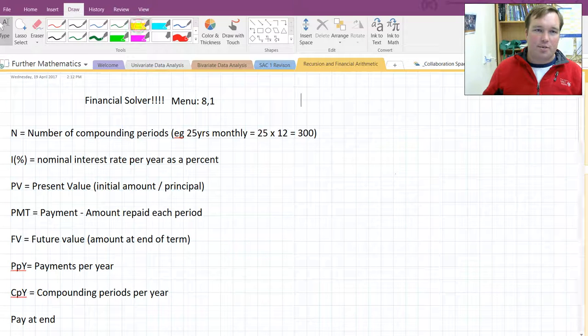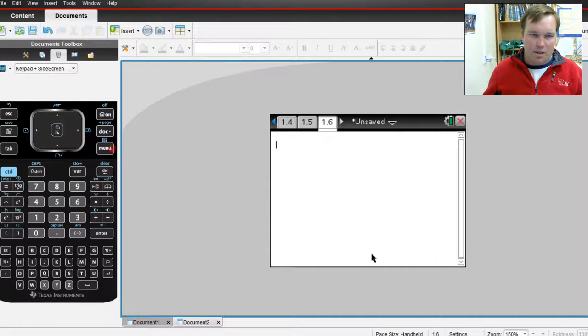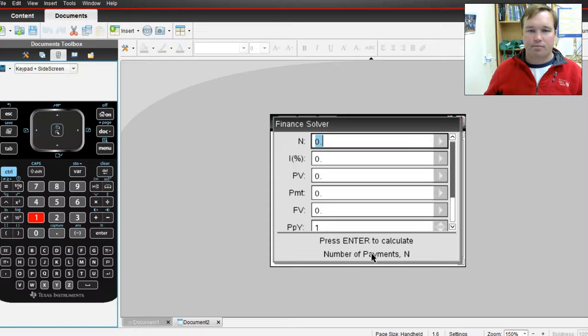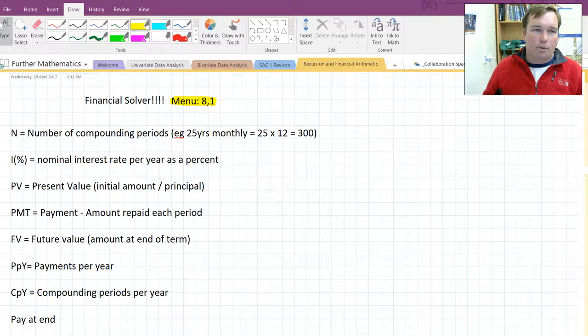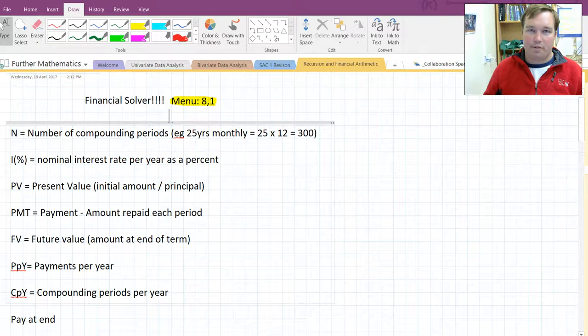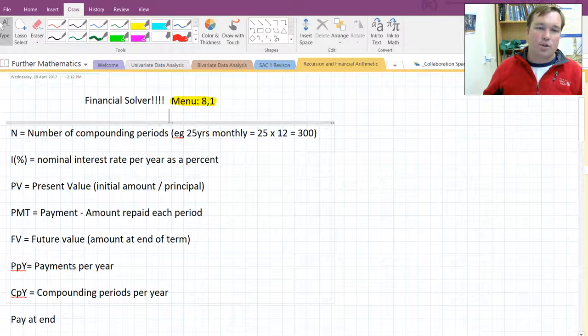So, Financial Solver on the calculator in main run mode is just menu 8.1. It looks like this. Menu 8.1. Lovely. Now, importantly, you're going to have to fill in almost all of these, so you'll need to know what each of them mean. N is the number of compounding periods in total. So, for example, if the loan was for 25 years compounding monthly, well, that's 25 lots of 12. You would put the number 300 in there.